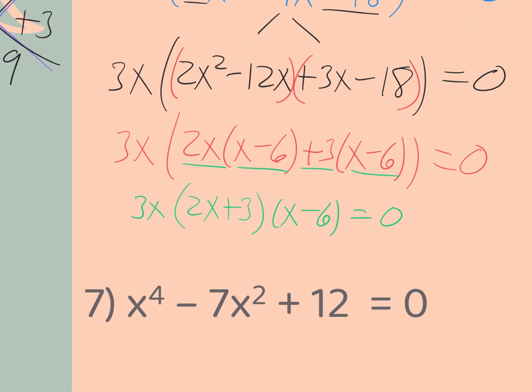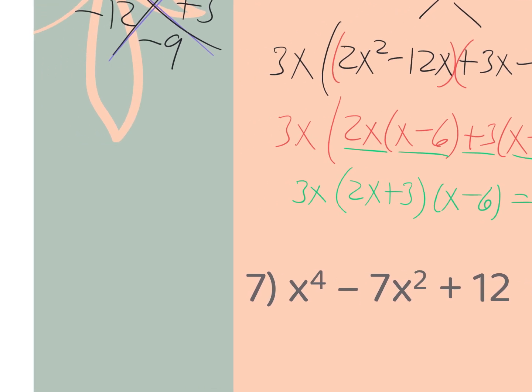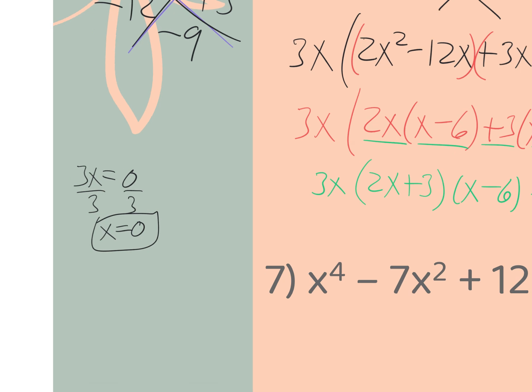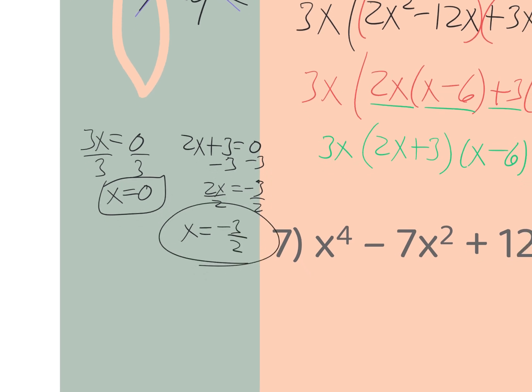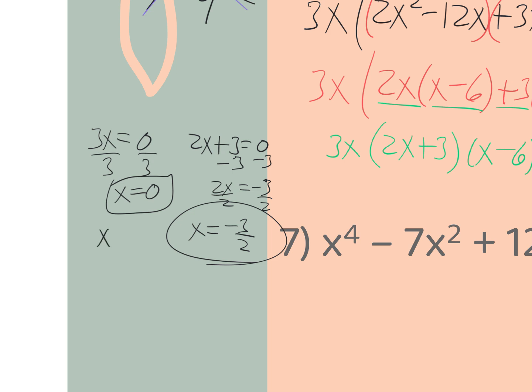Now from here, you just need to set each factor equal to 0 and solve. I'll do that off to the side. 3x equals 0. You just have to divide by 3, and you get x equals 0. Then 2x plus 3 equals 0. You just want to subtract 3 on both sides and then divide by 2. We should get x equals negative 3 halves. And then x minus 6 equals 0, so x equals 6. So we should get 3 answers here.